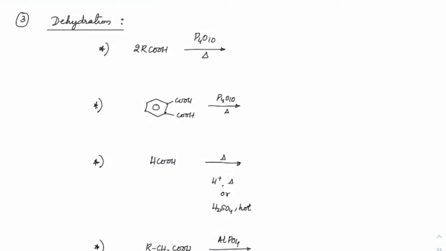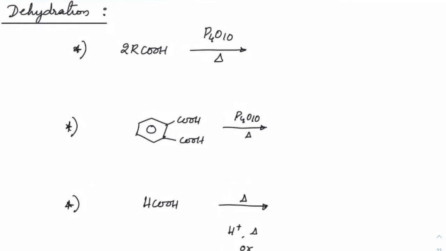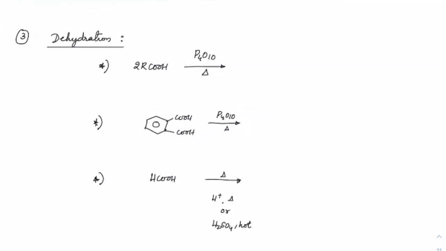Today we'll discuss dehydration. So acids, if we react that with P4O10, that will strongly act like a dehydrating agent here, and you'll get an anhydride. So we'll get RC double bond O, O, C double bond O, R, an anhydride, plus H2O. Keep writing with me: anhydride formation.